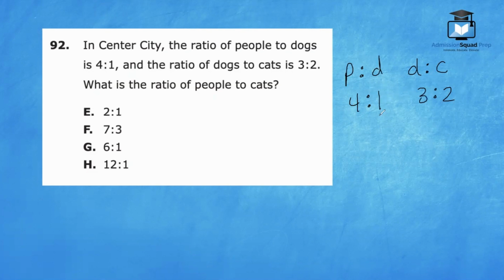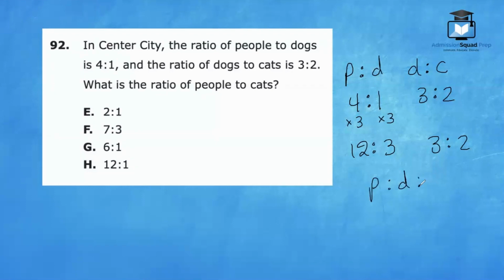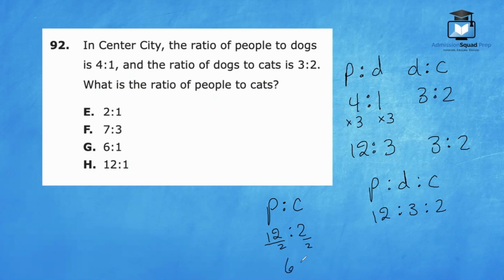So I will start off by multiplying 1 times 3 and 4 times 3. So we can rewrite the first ratio as 12 to 3. Now we have a ratio of 12 to 3 and 3 to 2. So let's put the ratios together now that we have dogs being equal. So people to dogs to cats is 12 to 3 to 2. But the question actually wants us to just include people to cats. So I will cut out the D in the middle. And now we have people to cats is simply 12 to 2. But we can simplify that. Since both of these numbers are divisible by 2, people to cats will be 6 to 1. So the correct answer is choice G.